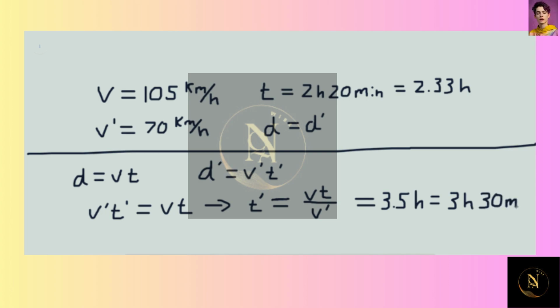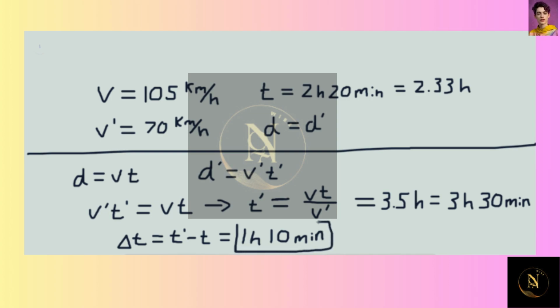So now that we know t prime, we can figure out how much longer it takes on a heavy traffic day versus a low traffic day. So delta t, our difference in the times, is equal to t prime minus t. So for t prime, we use 3 hours and 30 minutes, and for t, we use 2 hours and 20 minutes. So we find the difference is 1 hour and 10 minutes. So it takes 1 hour and 10 minutes longer to get home on a heavy traffic day versus a slow traffic day. And we can box that in as our solution to the question.